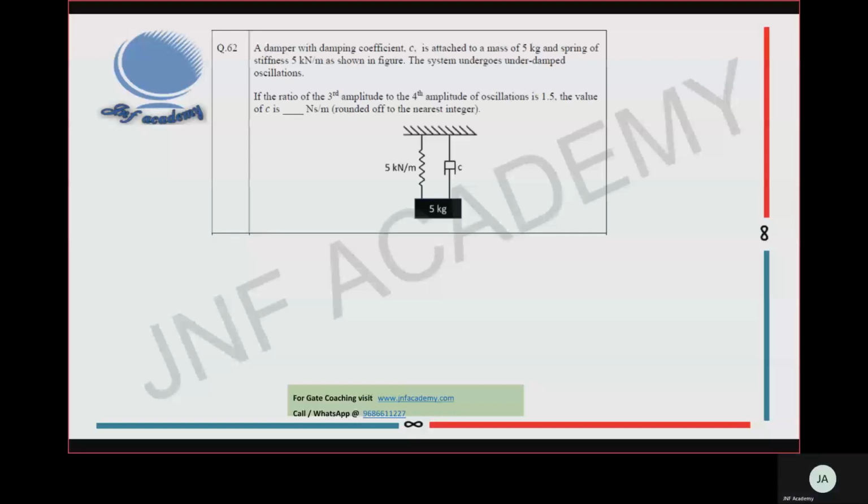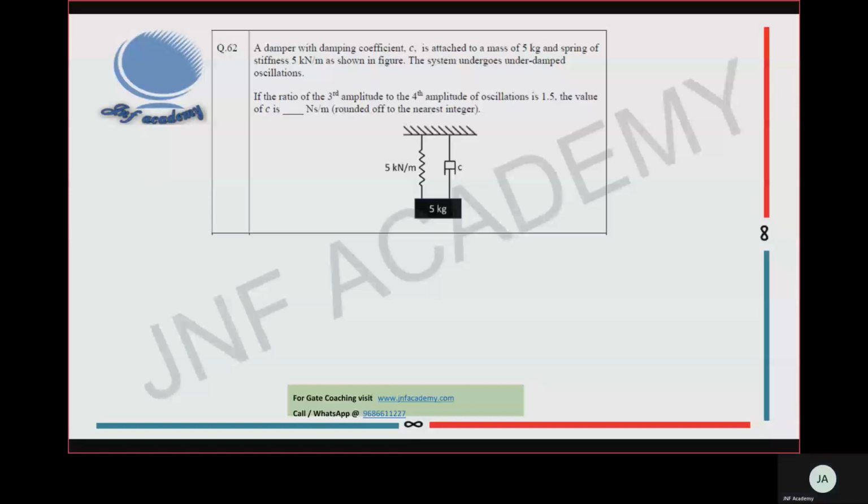A vibration question. A damper with damping constant C is attached to a mass of 5 kg and spring stiffness of 5 kilonewton per meter as shown in the figure. The system undergoes underdamped oscillation. If the ratio of the third amplitude to the fourth amplitude of oscillation is 1.5, the value of C is how much? So here the value they are asking is in nearest integer.